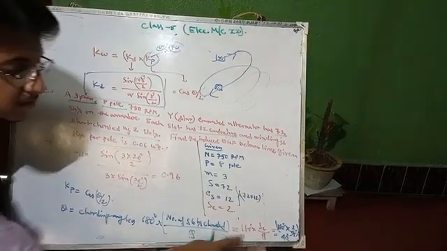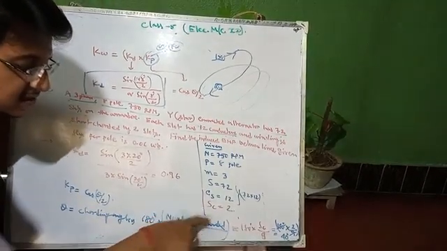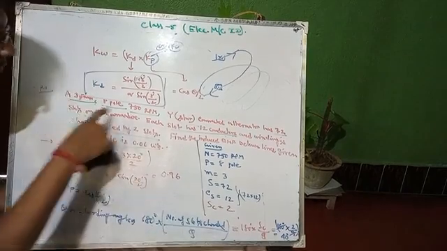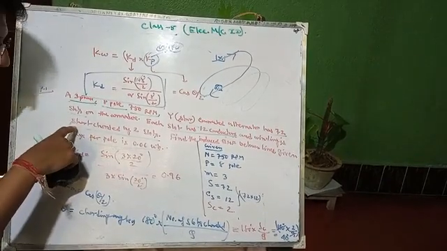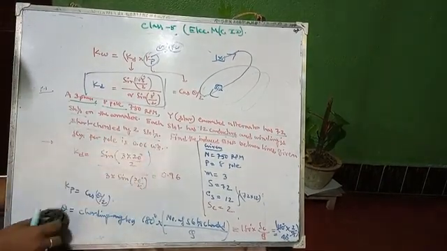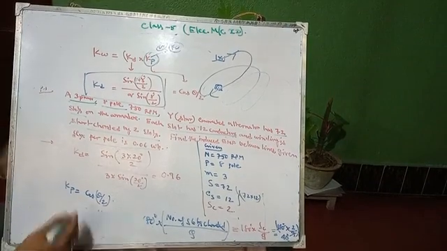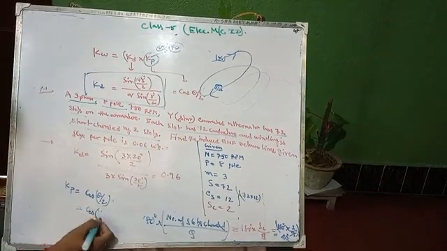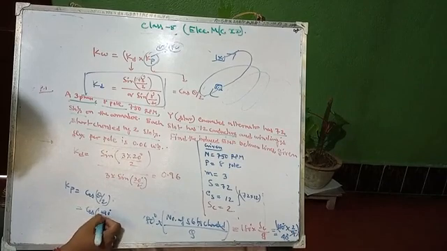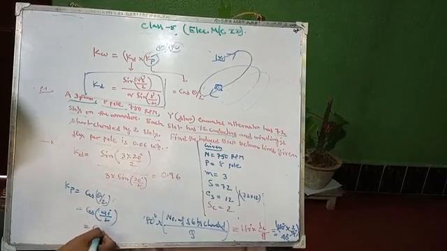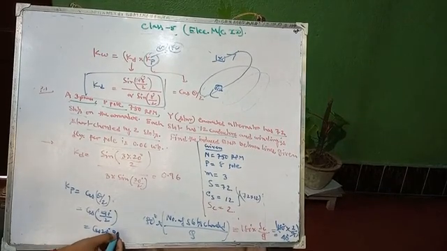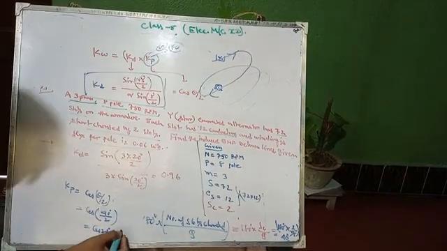So chording angle means 180 degree by SC by Q, where SC is the number of slots chorded, and there are 2 slots chorded. So what will be your answer? Cos of theta by 2: 40 degree by 2 means cos 20 degree. What is the value of cos 20? It will be 0.94.